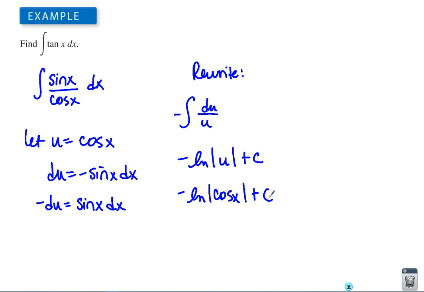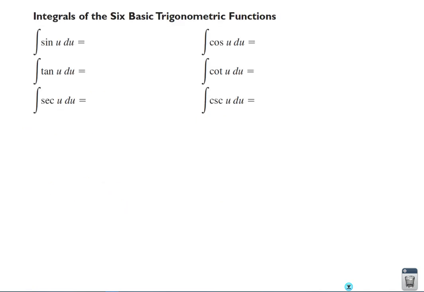Cotangent is going to work in a very similar fashion along with the other two. So these are the ones that you need to make sure that you have memorized. Okay? So we already know the antiderivative of sine and the antiderivative of cosine. Okay, we've done those before. We've just discovered that the antiderivative of tangent is negative natural log of the cosine of u. Since cotangent is the reciprocal, it makes perfect sense that the antiderivative of cotangent would be natural log of the sine of u plus c.